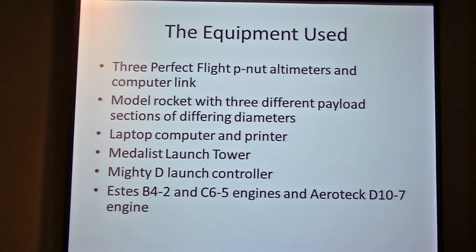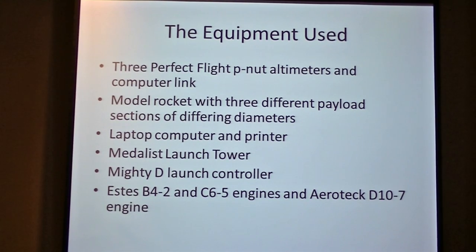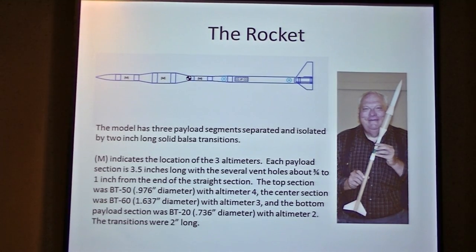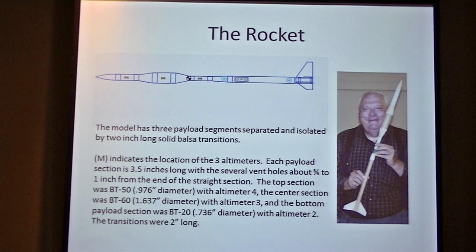It's a model rocket with three different sections, and the ubiquitous laptop computer and printer, launch tower, and my mighty D launch controller, and 54-2 C65 engines, and a D-107 engine. So here's the model. I've got a RockSim drawing of it, so the M's in it are illustrating where the altimeters are. Of course, the engine in the back and a parachute in there, so a pretty standard model.